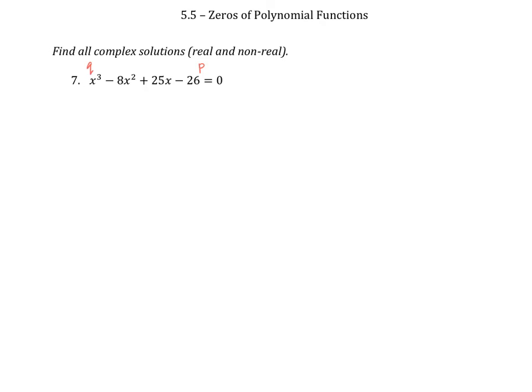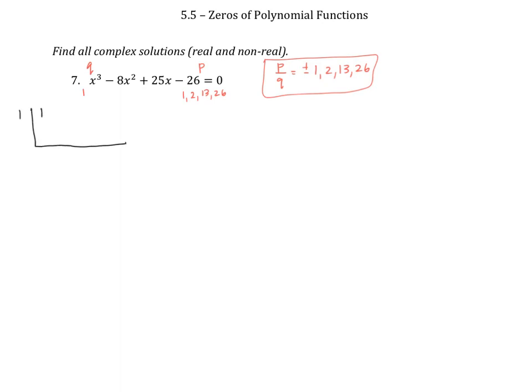So in this case, the factors of 26 are 1, 2, 13, and 26. And the factors of 1, that's just 1. So P over Q is plus or minus 1, 2, 13, and 26. So in this case, when the Q is 1, your list really just consists of plus or minus the factors of P. So now what we want to do is use synthetic division to try to figure out which of these factors work. So I'm going to start with 1, and I'm going to do synthetic division.